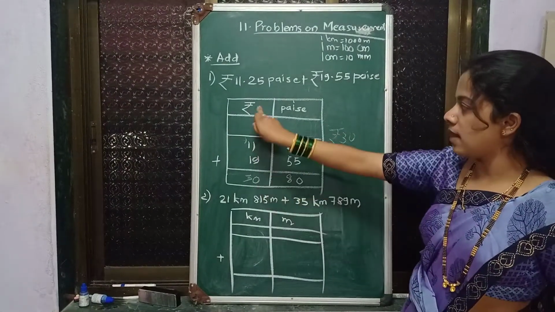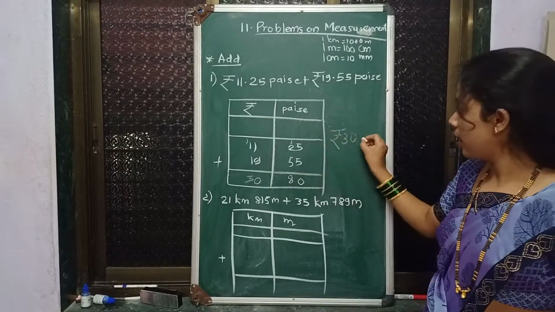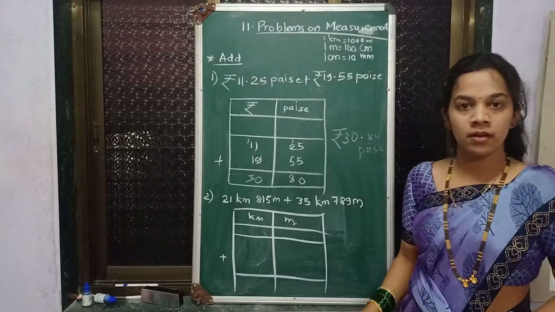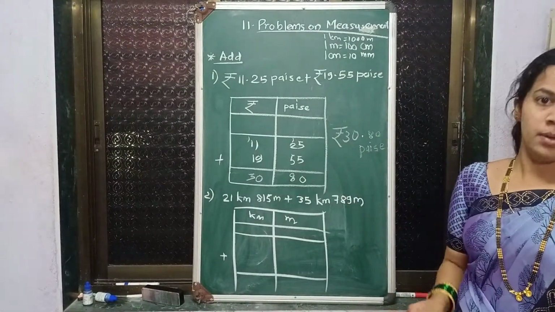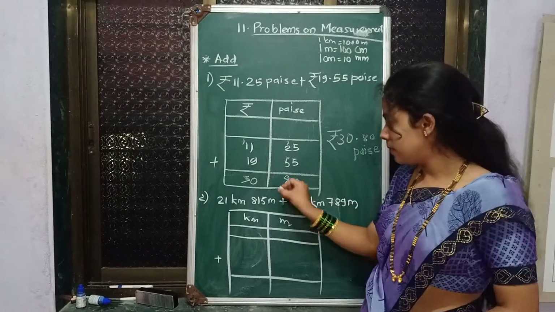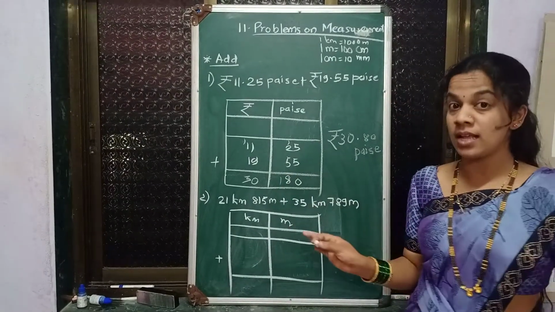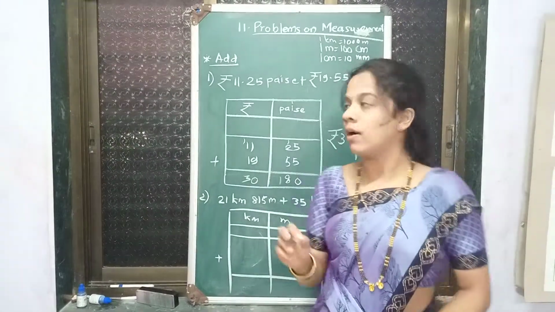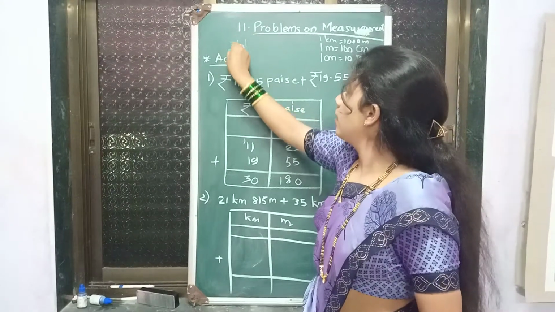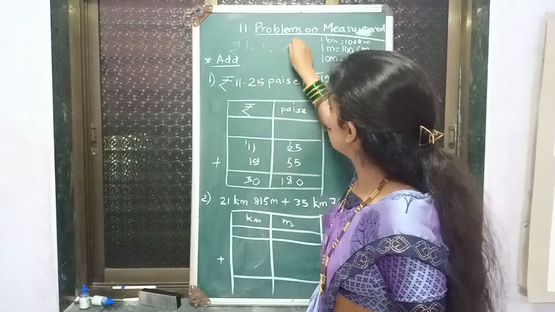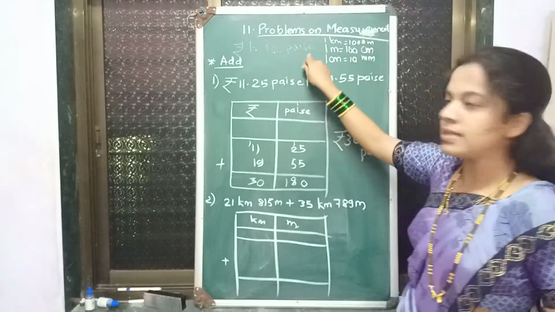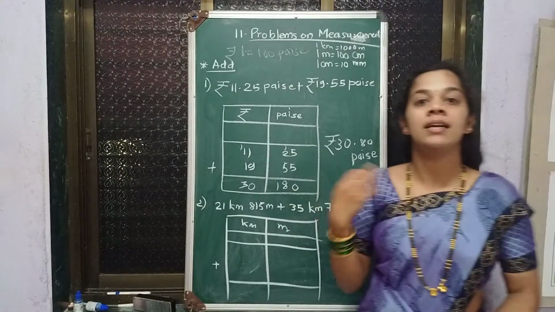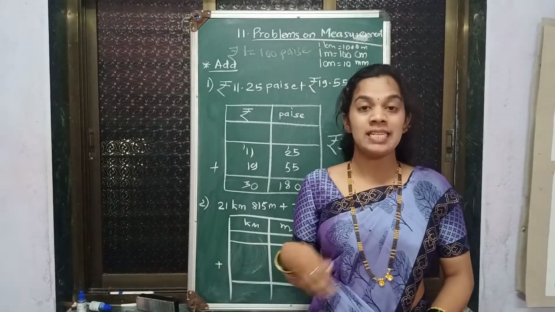Why? Because this 30 is lying under the rupee symbol. So rupees 30.80 paise. Is this clear? Now here it was 80. But for example, consider if this answer was coming 180. Now according to our calculation, we know that 1 rupee is equal to 100 paise. When 100 paise comes, we say that it is 1 rupee. But here 180 is exceeding 100 paise.